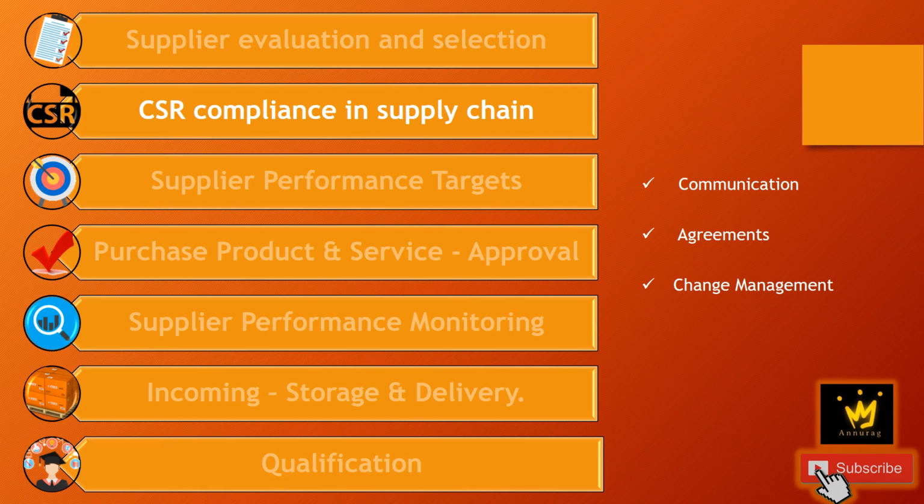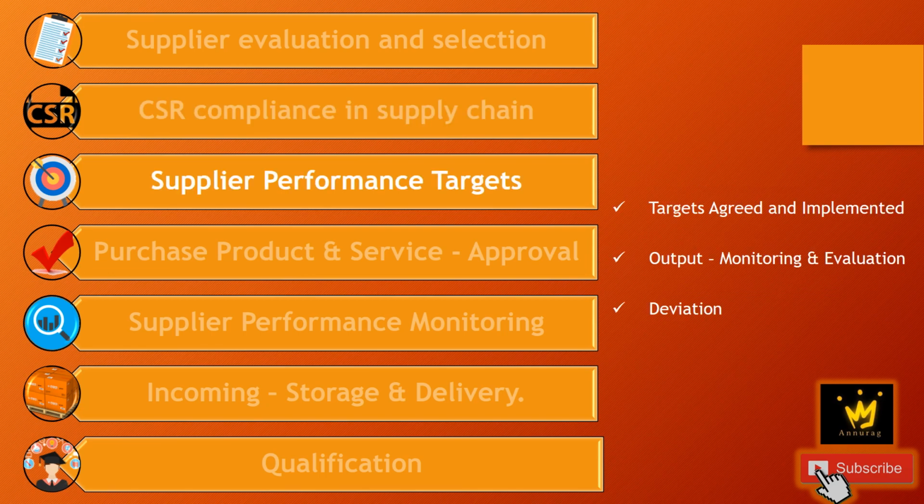Another aspect is change management. You need to see how the change management process is handled during serial production. So these are the things you will check in question 2, CSR compliance in the supply chain.